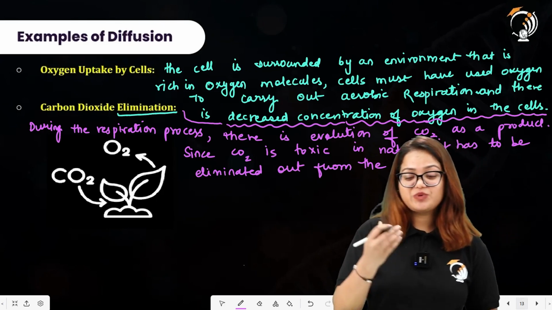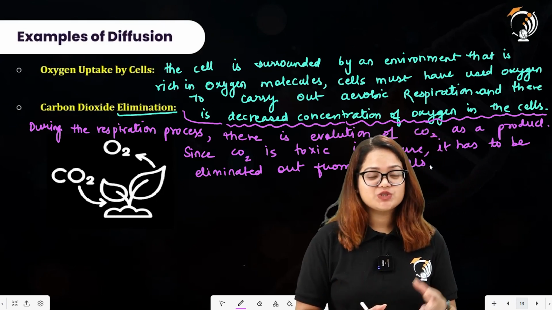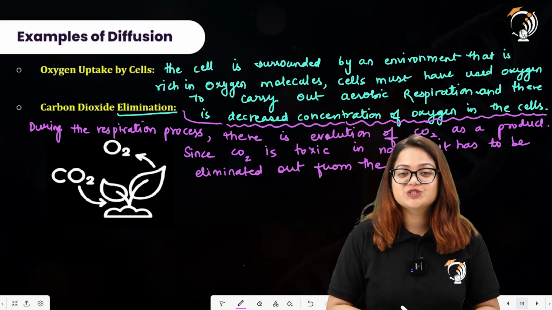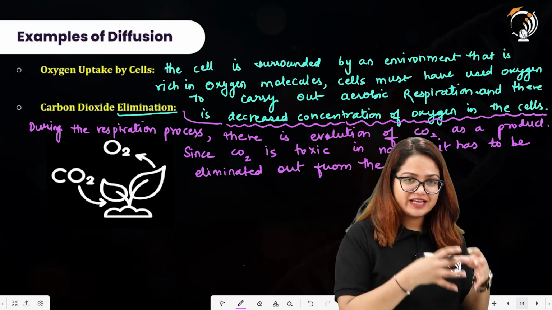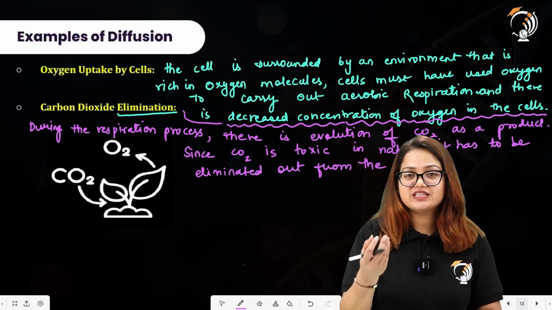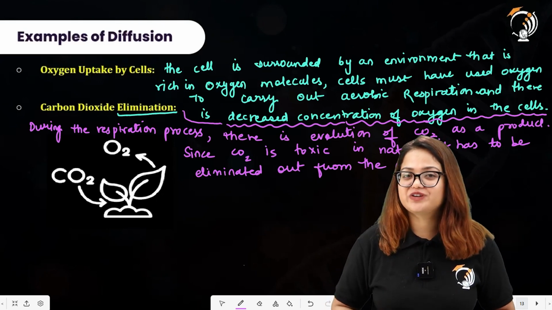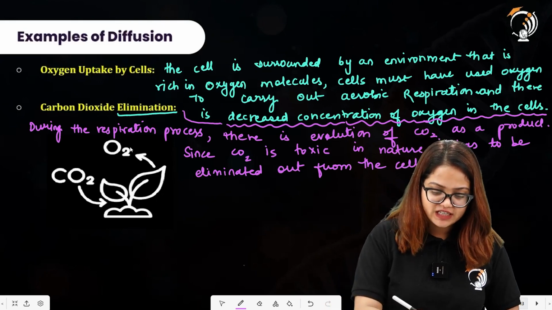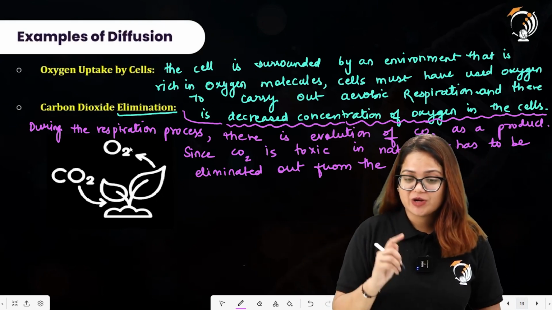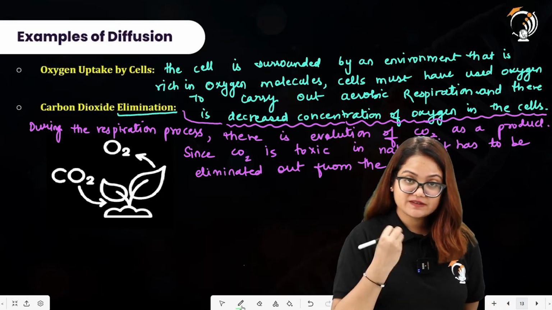This also follows the process of diffusion. Why can we say that diffusion is occurring here? Inside the cells there is an increased concentration of carbon dioxide. So there will be a net movement of carbon dioxide from the cell to the outer environment, or you can say the carbon dioxide will move out from the cells following the pathway of diffusion here. And if we talk about the plant, here we have the diagrammatic representation in which the leaves are represented.